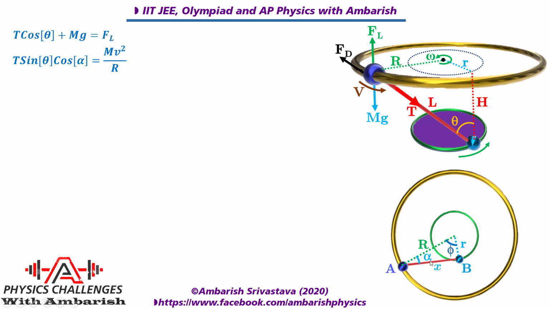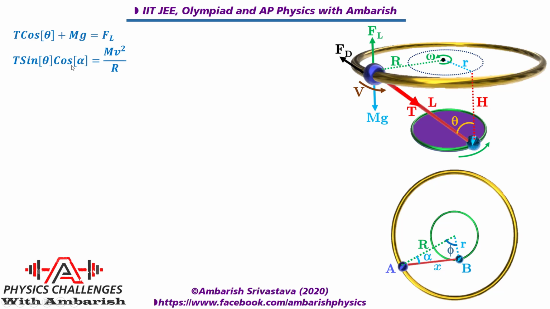So T sin theta into cos alpha, that's the force acting towards the center. So that's what I've written: T sin theta into cos alpha, and this should be equal to mass times centripetal acceleration, that is mv square by r. I hope these two equations are amply clear.